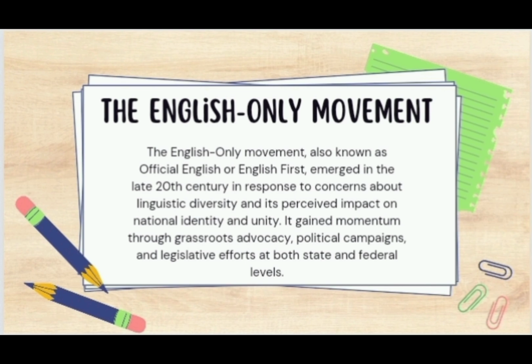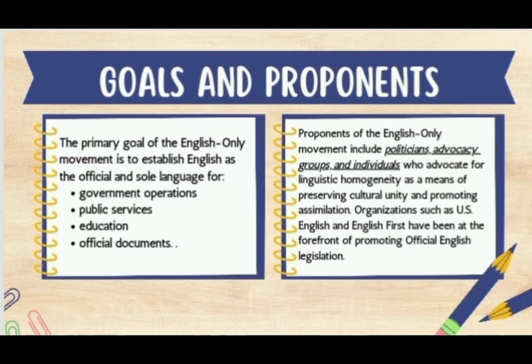So we have here the English-only movement, also known as Official English or English First, which emerged in the late 20th century in response to concerns about linguistic diversity and its perceived impact on national identity and unity. It gained momentum through grassroots advocacy, political campaigns, and legislative efforts at both state and federal levels. So we have the goals and proponents here. The primary goal of the English-only movement is to establish English as the official and sole language for government operations, public services, education, and official documents. The proponents include politicians, advocacy groups, and individuals who advocate for linguistic homogeneity as a means of preserving cultural unity and promoting assimilation. Organizations such as US English and English First have been at the forefront of promoting Official English legislation.